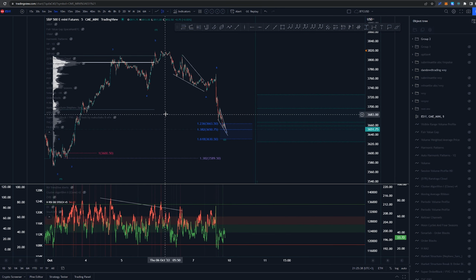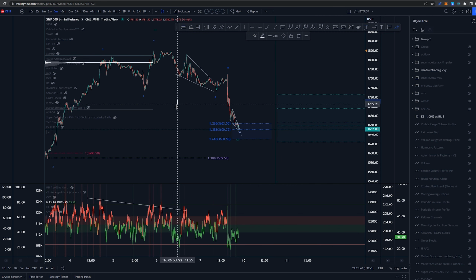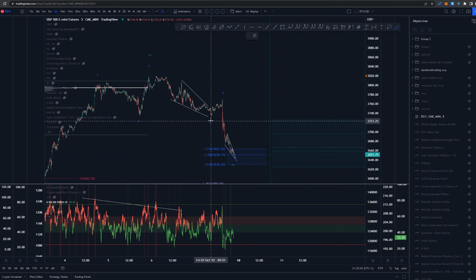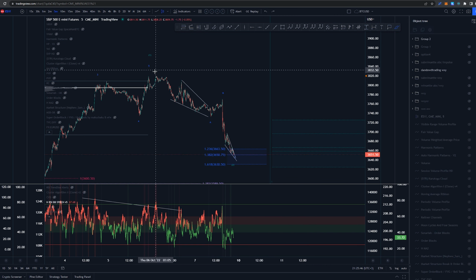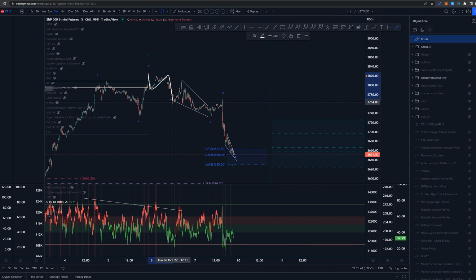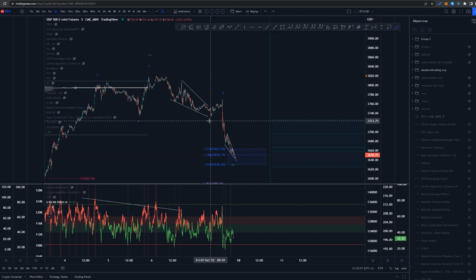Now the structure here, how I've labeled this, is actually a diagonal into an A wave, then a 3-wave structure into B, and then again a 5-wave structure coming down. I've labeled this as an ABC into 1, ABC into 2, ABC into 3, WXY into 4, and then another ABC into wave 5.